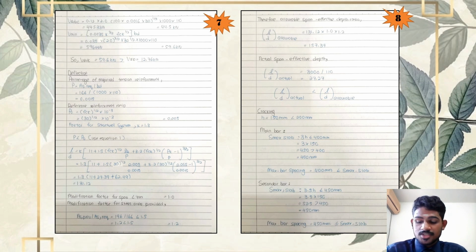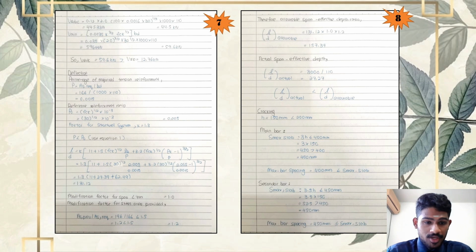And the reference reinforcement ratio is ρ0. Okay, the unit that we are going to use is ρ0. The formula is bracket fck to the power of 1/2 times 10 to the power of -3. So the fck that we already get in the information is 30. For the structural system factor, K is equal to 1.3, and then the value that we get is 0.005. So here we can conclude ρ is less than ρ0, so we can use equation 1.